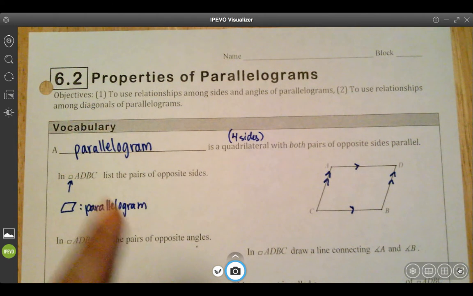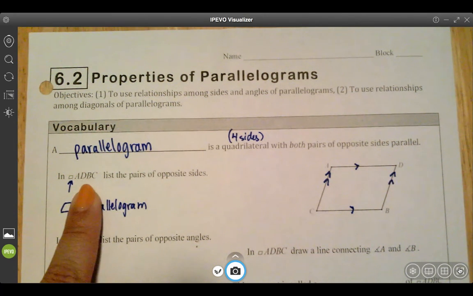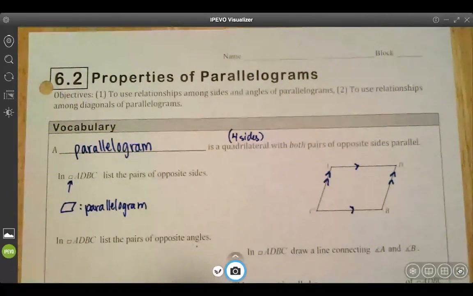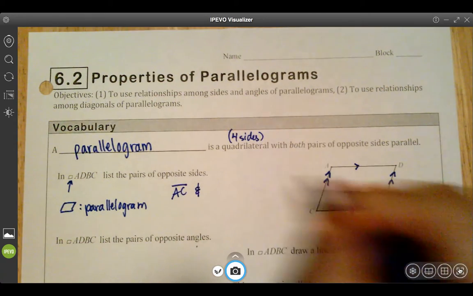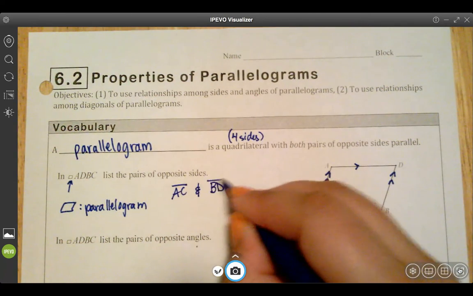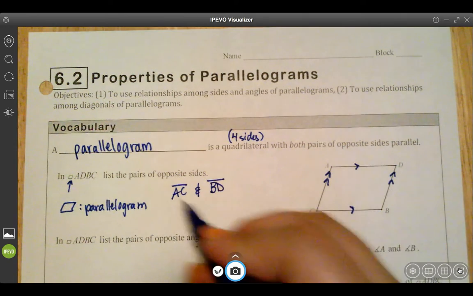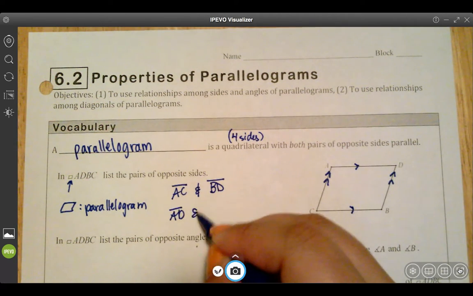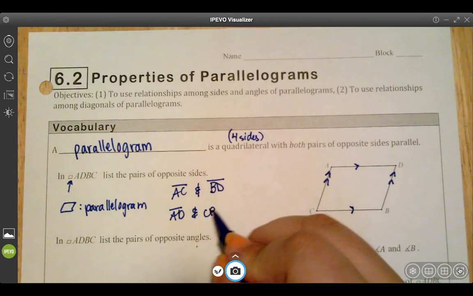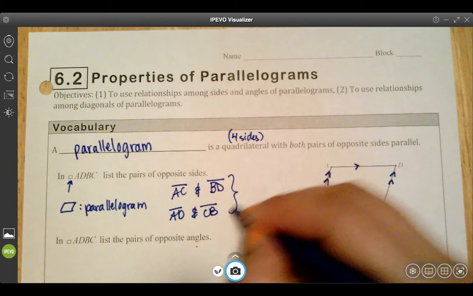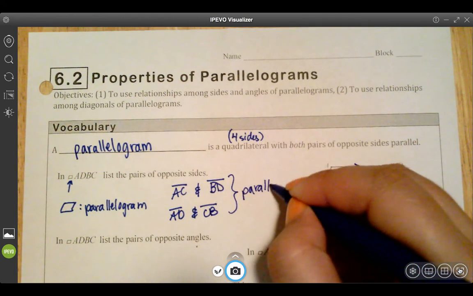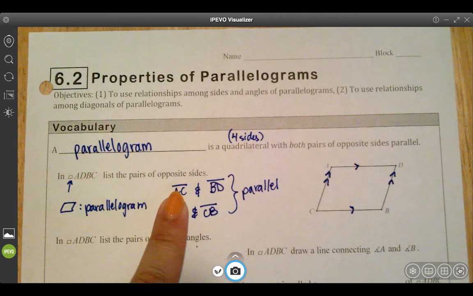Okay, so we want to list, in parallelogram ADBC, the pairs of opposite sides, sides that are across from each other and not touching. So that would be segment AC is opposite segment BD or DB. And also we have segment AD, which is opposite from segment CB. Okay, for a parallelogram, we know that these are parallel. So AC is parallel to DB, and AD is parallel to CB.